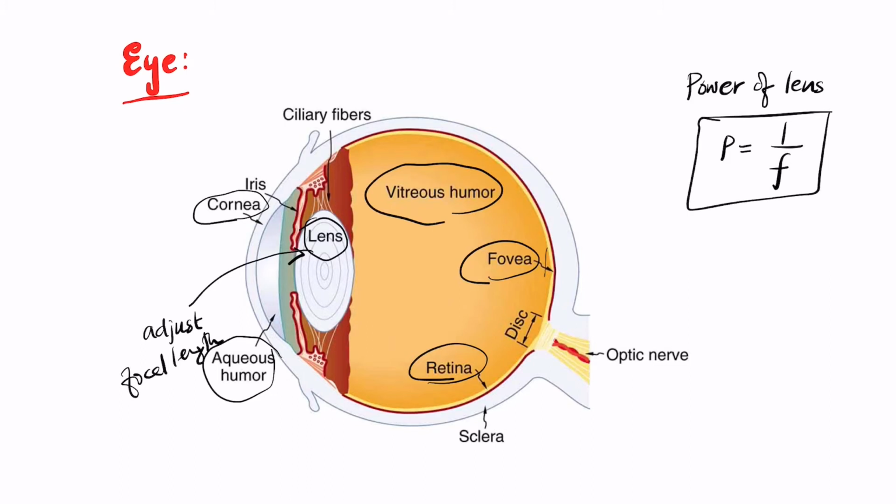So the lens here adjusts the focal length, or you can also understand that it adjusts the power of the lens. Power here is basically how much it can bend light. The center of the image always falls on the fovea, the small dent in the back of your eye, which has the greatest density of light receptors and the greatest acuity in the visual field. Acuity basically means the sharpness.